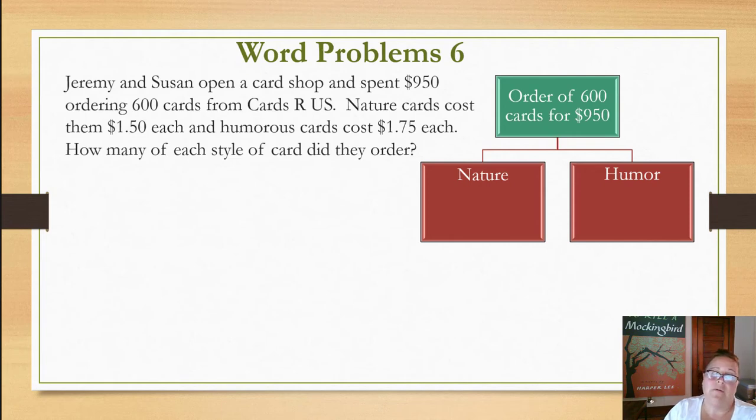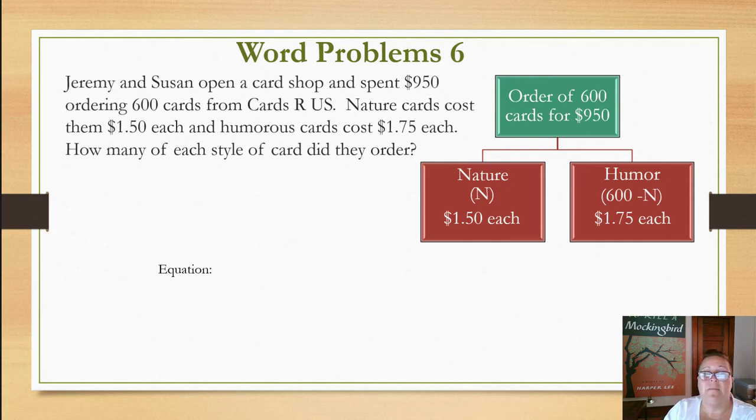We do not know how many nature cards they ordered, so I'm going to call that just the letter N. But whatever they ordered for nature cards, humor cards have to be the rest of the way to 600, or 600 minus N. This gives us the number of nature cards and humor cards written in variable form. We know that the nature cards cost $1.50 each, and we know that the humor cards cost $1.75 each. We're going to use these pieces of information to write the equation.